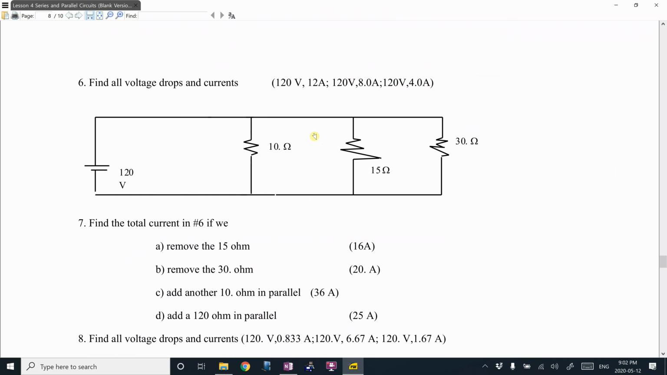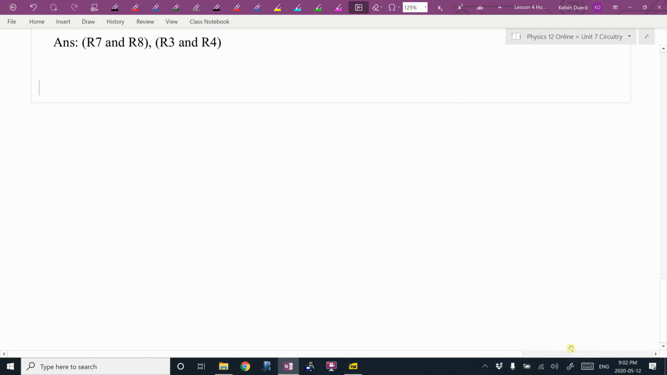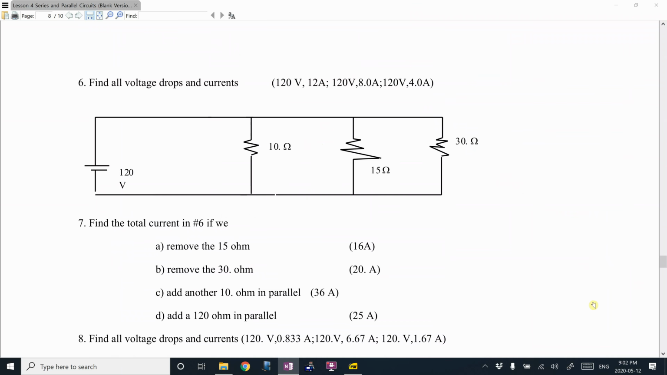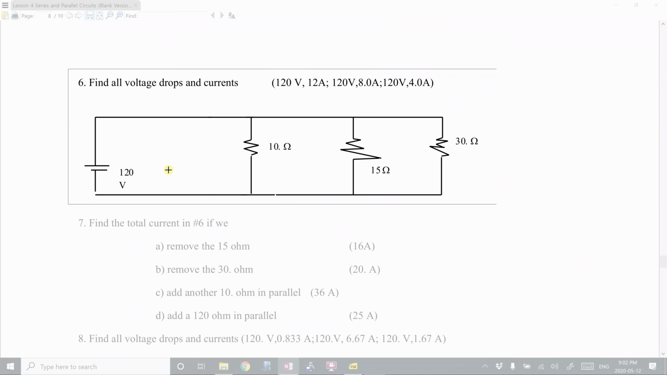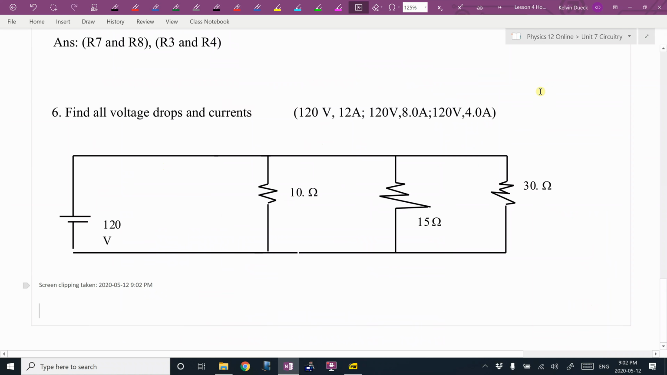Number 6, ooh, parallel, cool. Number 6, step 1, label downhill. So that way is downhill, downhill, downhill, downhill, downhill, downhill. Step 2, find total current. I don't see amps anywhere.